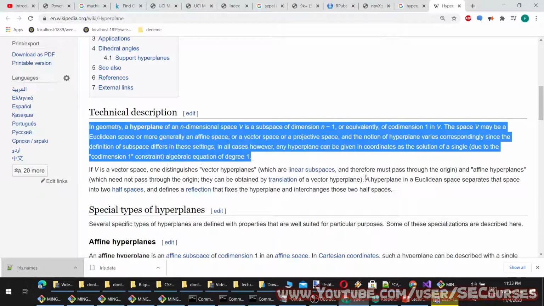Technical description. In geometry, a hyperplane of an n-dimensional space V is a subspace of dimension n-1, or equivalently, of codimension 1 in V. The space V may be a Euclidean space or more generally an affine space, or a vector space or a projective space, and the notion of hyperplane varies correspondingly since the definition of subspace differs in these settings. In all cases, however, any hyperplane can be given in coordinates as the solution of a single, due to the codimension 1, constraint algebraic equation of degree 1.